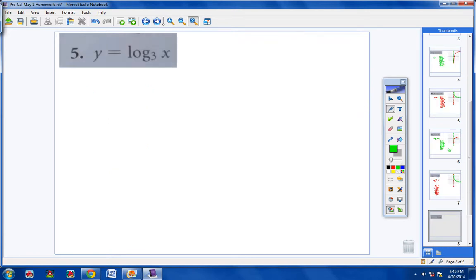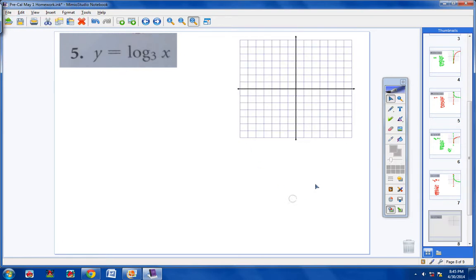Number 5. Now, number 5 is already written in logarithmic form, so we're thankful for that. And so we can just go ahead and take our argument, set it equal to 0, x equals 0, no solving to do. So I know that I have a vertical asymptote at 0. Now, obviously, you're not going to put in numbers for x like -1, -2, or -3 because you would get out undefined. That's not going to work.